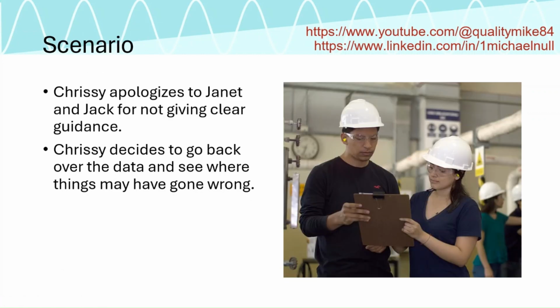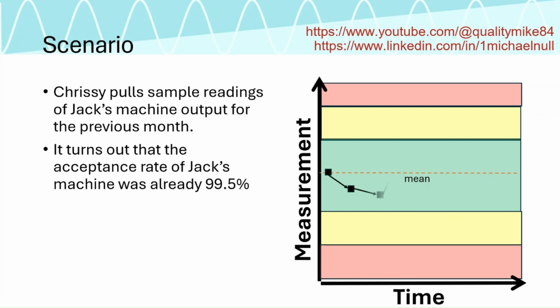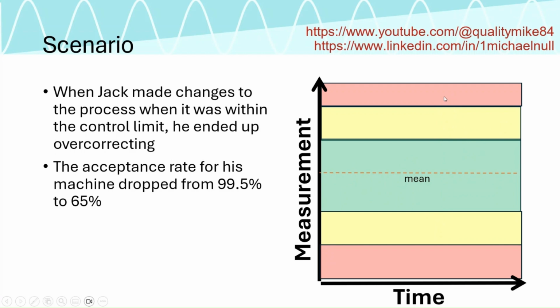So back to our scenario, Chrissy apologizes to Janet and Jack for not giving clear guidance. Chrissy decides to go back over the data and see where things may have gone wrong. So Chrissy pulls the sample readings of Jack's machine output for the previous month. It turns out that the acceptance rate of Jack's machine was already 99.5%. And even though this point is high, it's still within what you would expect.